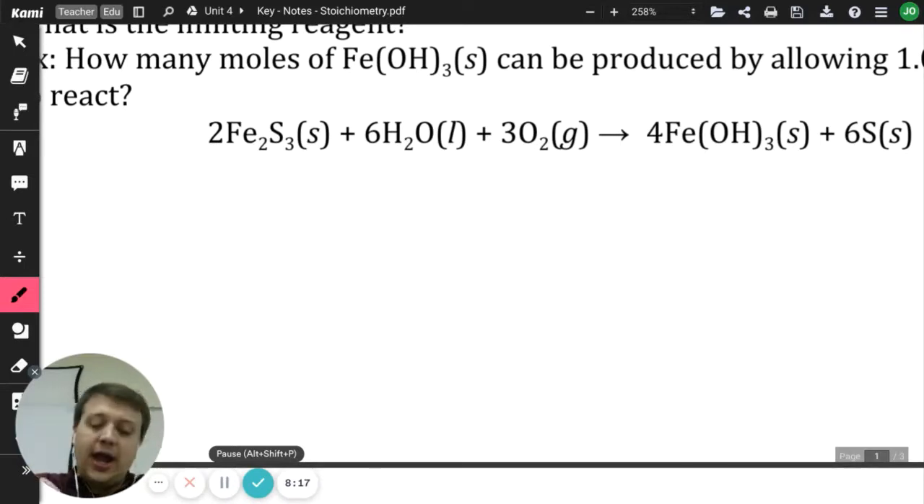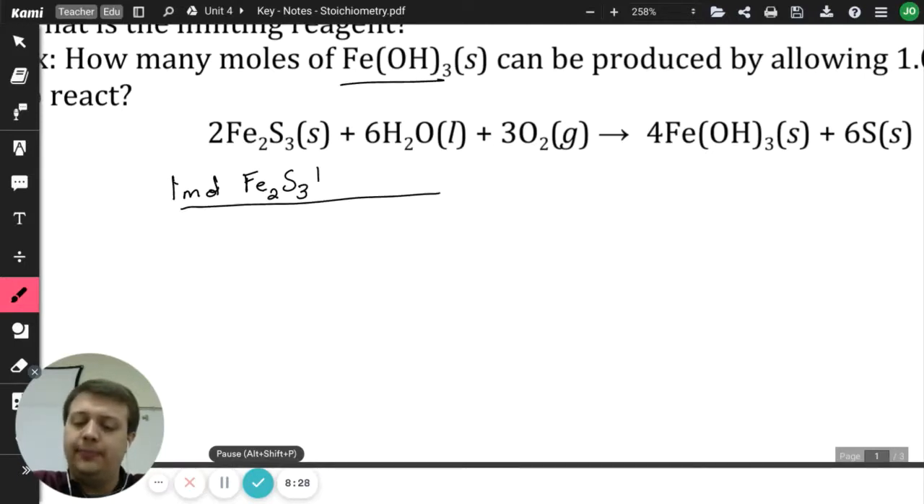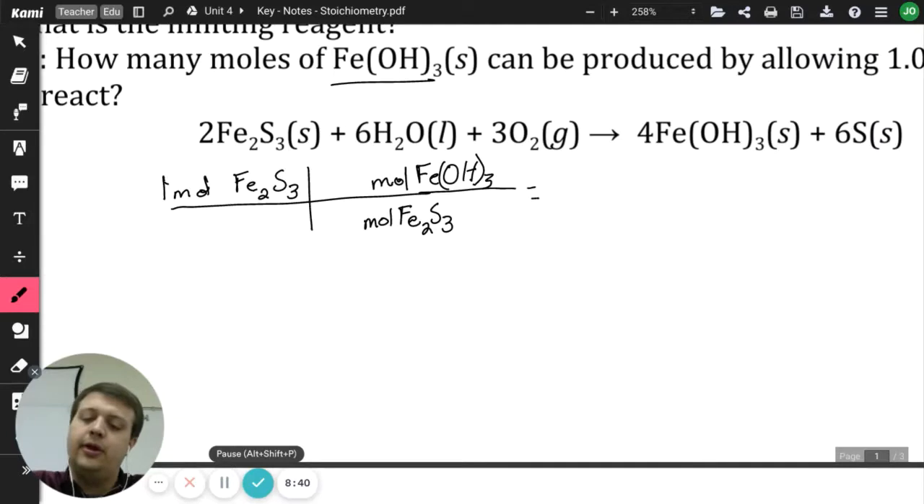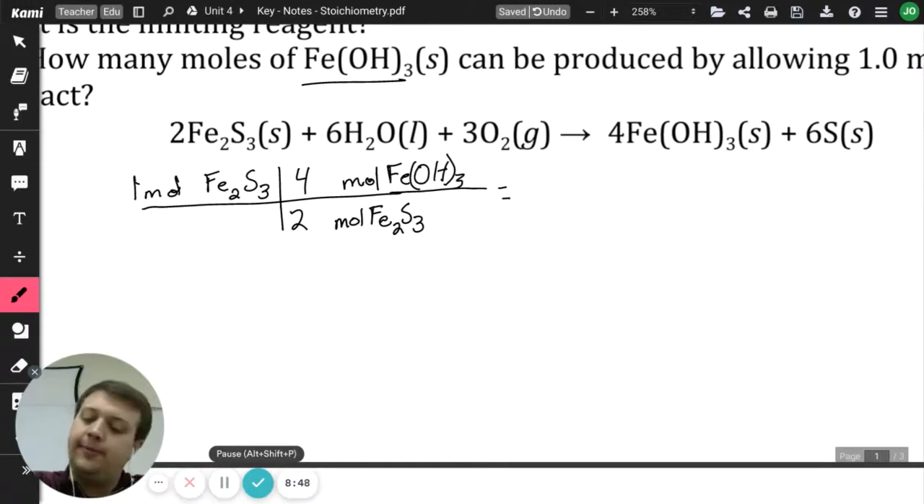But I have 1 mole of Fe2S3, and I'm solving for Fe(OH)3. So I'm going to go from moles of Fe2S3 into moles of Fe(OH)3. And that's going to be, there are 2 moles of Fe2S3 for every 4 moles of Fe(OH)3. And then I'm going to solve that, and I'm going to find I have 2 moles of Fe(OH)3.